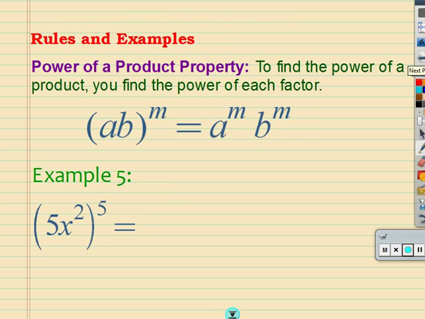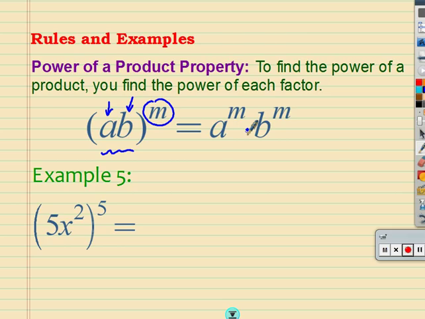Here's our last property for today. Power of a product property. To find the power of a product is multiplication. If we have a multiplied expression and there is an exponent to that multiplied expression, the exponent will apply to both of the pieces. So we will write a to the m power times b to the m power.